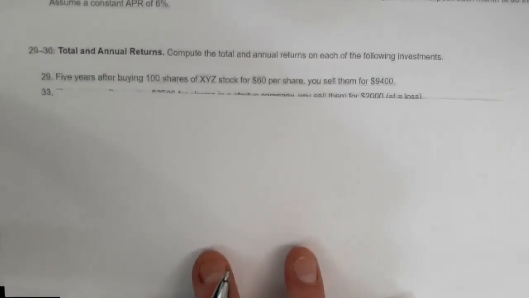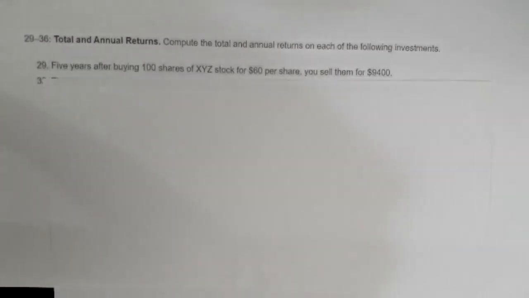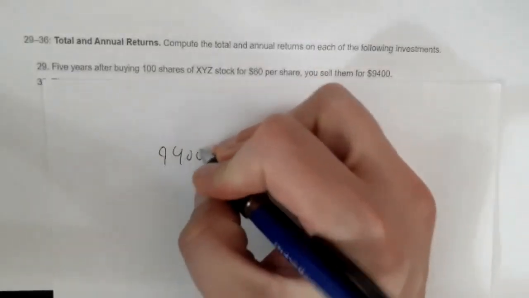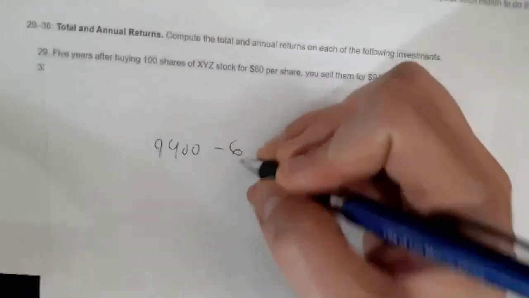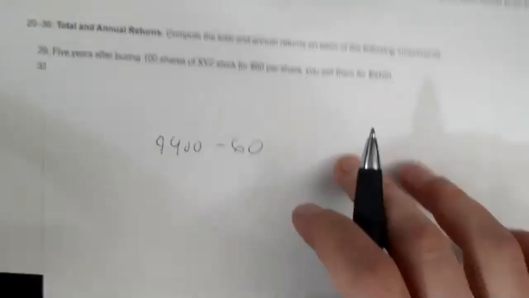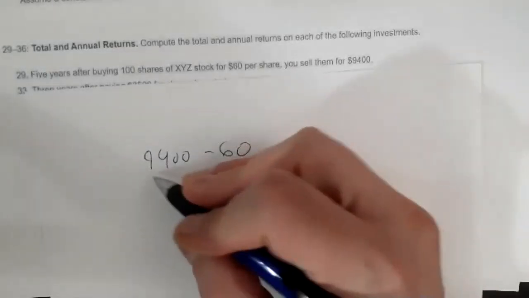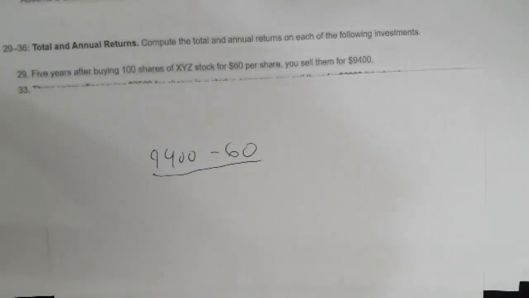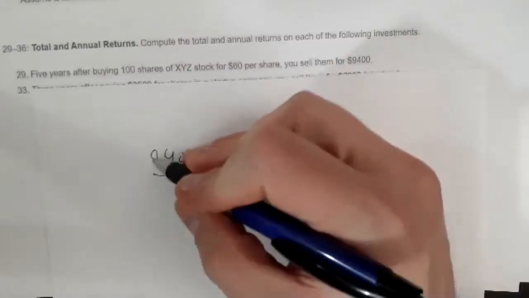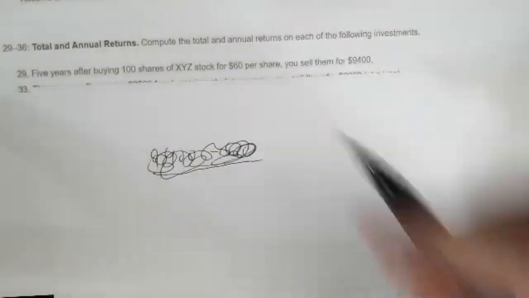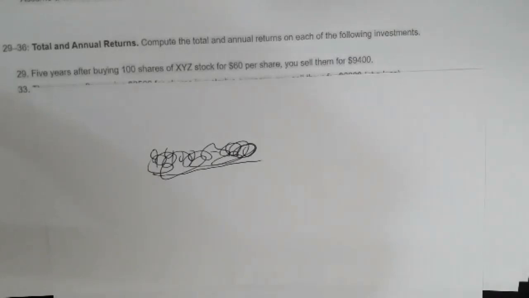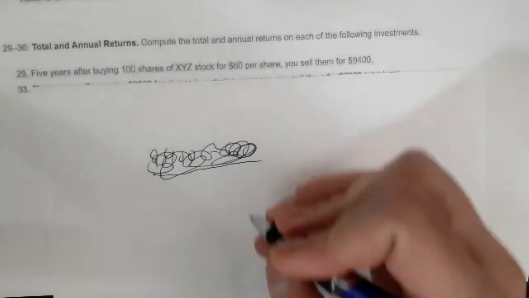5 years after buying 100 shares of XYZ stock for $60 per share, you sell them for $9,400. Yeah, they're making good money off of that one, huh? So how do we figure out their relative difference? Their total return is what we call this. Well, we take their difference and then we divide it by which one? Well, wait. I assumed for this one that it was 9,400. You sell all of them. Oh, are they doing 100? Woo, missed that part. Otherwise that'd be just like a total windfall.